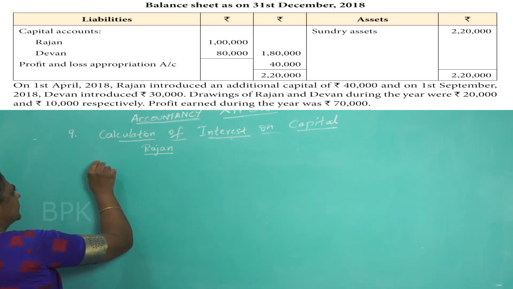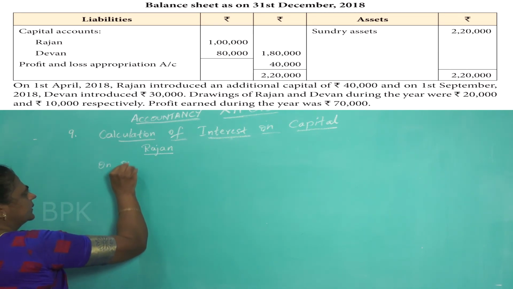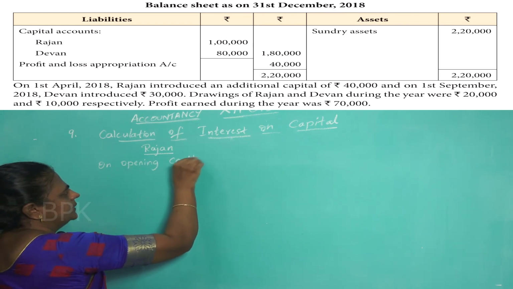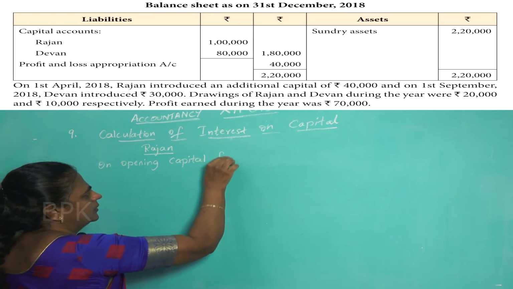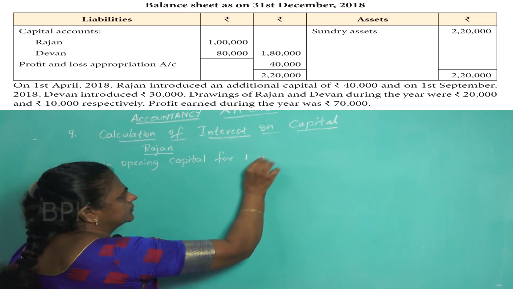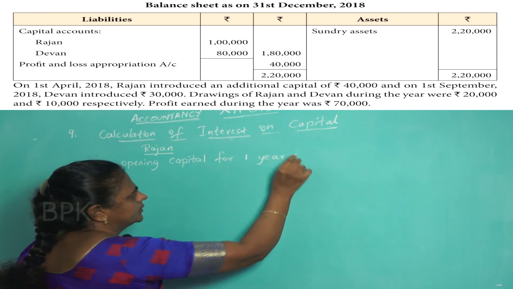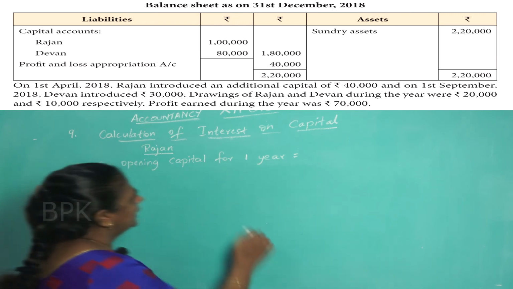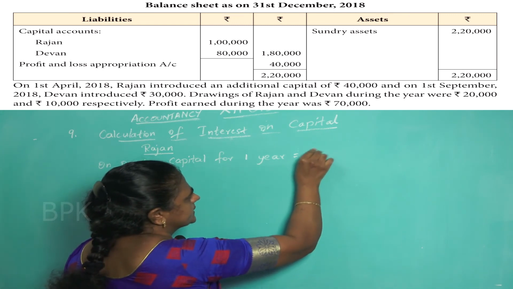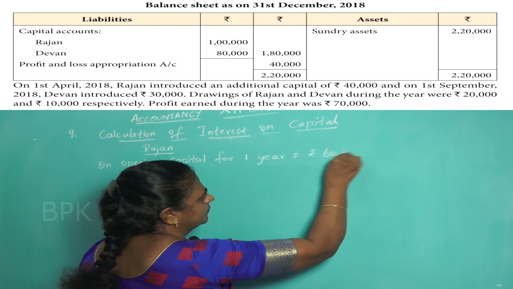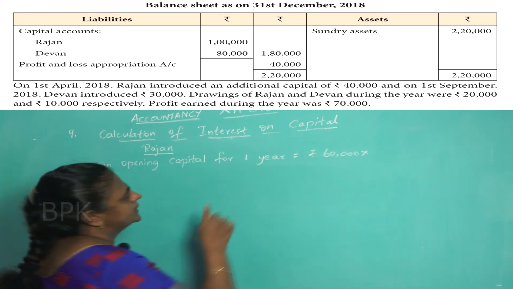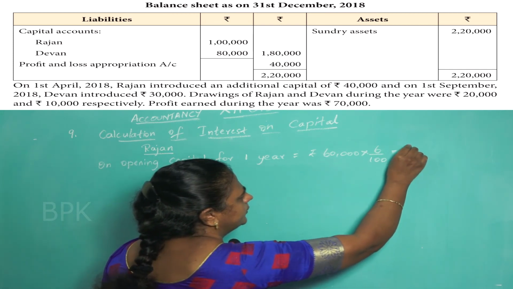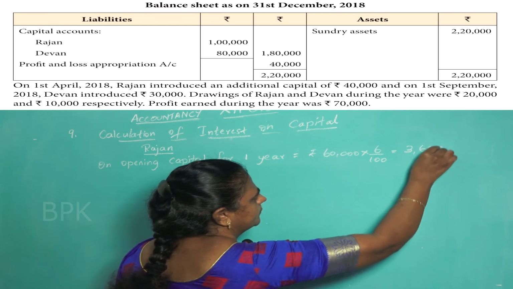Okay. So, on opening capital for 1 year. So, that is equal to, how much is Rajan's opening capital? Just now we calculated. Rajan's opening capital is rupees 60,000. What is the rate of interest? Rate of interest is 6%, 6 by 100. That will give you 3,600 rupees.